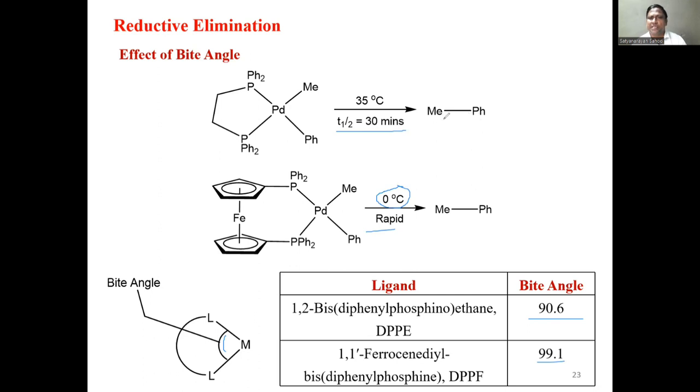So in all the cases, the methyl group and the phenyl group are eliminated. So the eliminating groups are the same, but the bite angle is larger, the reaction is very, very rapid, and this can happen at lower temperature. So the bite angle plays a very major role in this reductive elimination process.